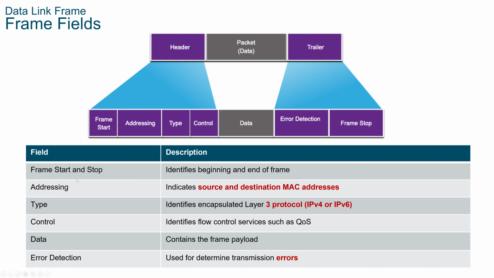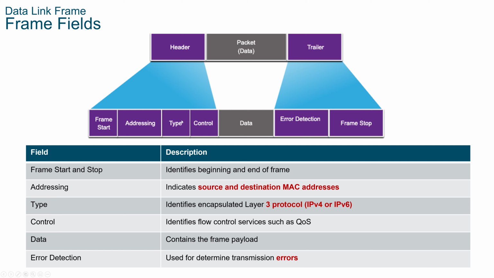The frame start and stop identify the beginning and the end of the frame. The addressing indicates the source and destination MAC addresses. Remember, every packet must have source and destination information, so the addressing will take care of that. The type identifies the encapsulated layer 3 protocols such as IPv4 or IPv6, so the type dictates whether it's IPv4 or IPv6. Control identifies flow control services such as QoS.